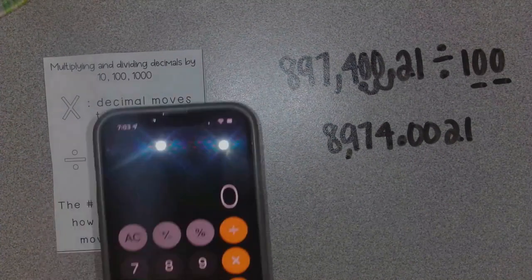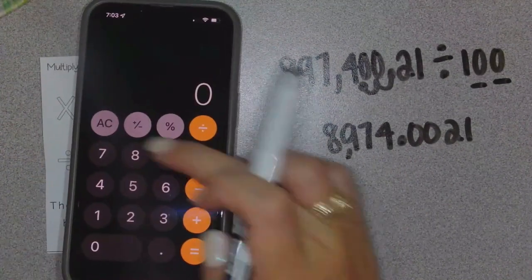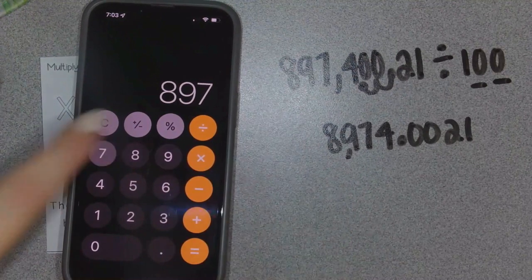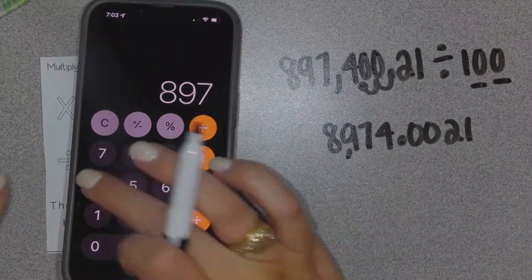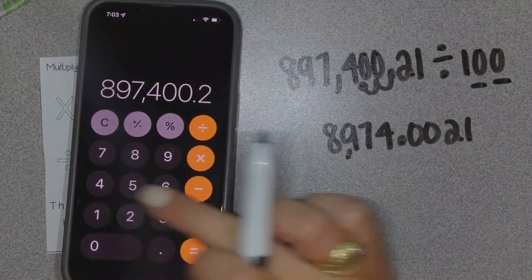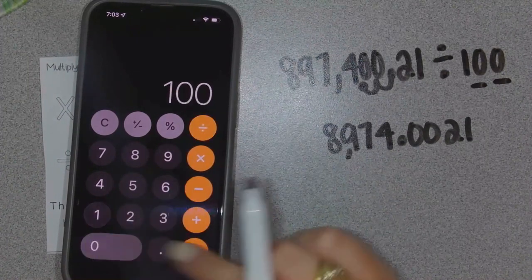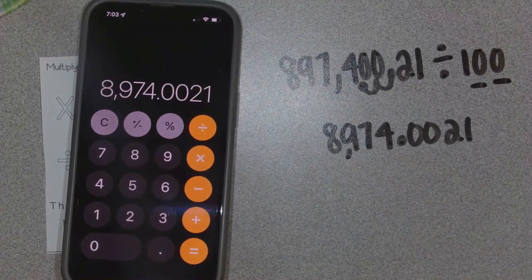And again, I'm going to use my calculator to prove it to you. So 897,421 hundredths divided by 100. Sure enough, it matches up.